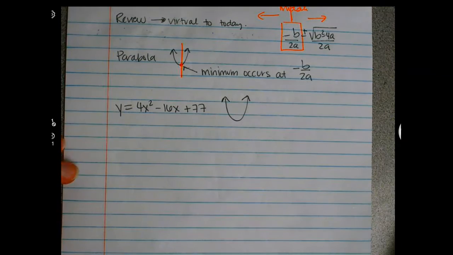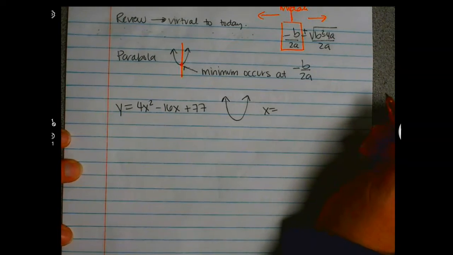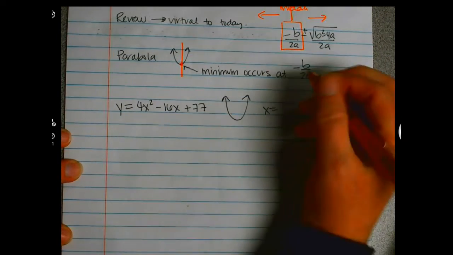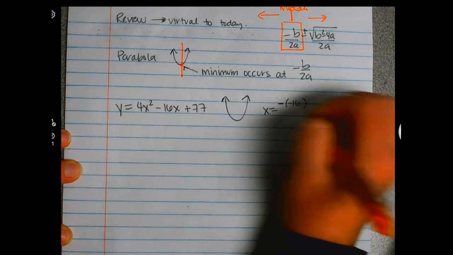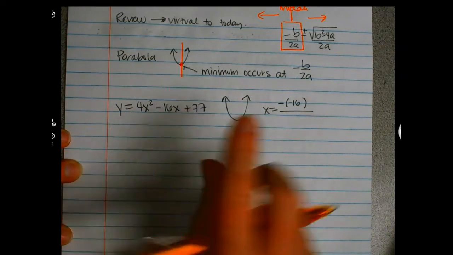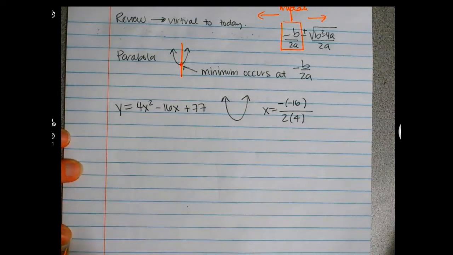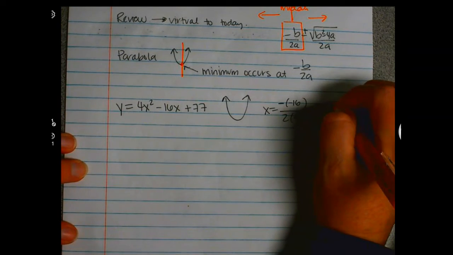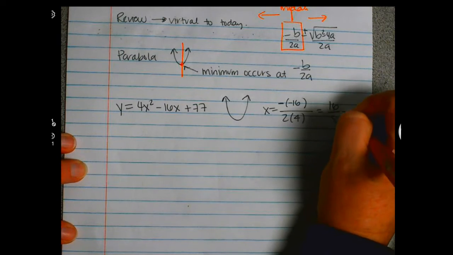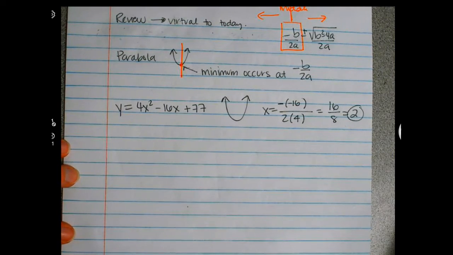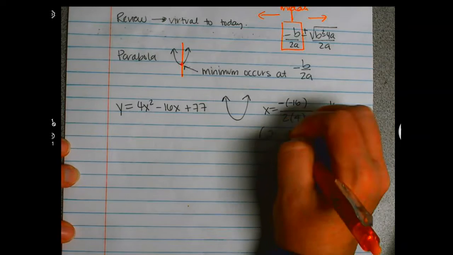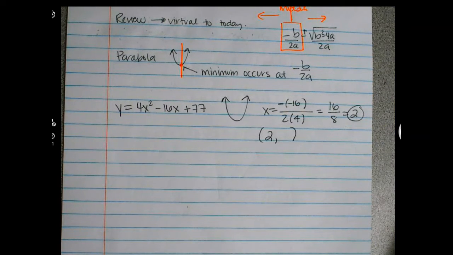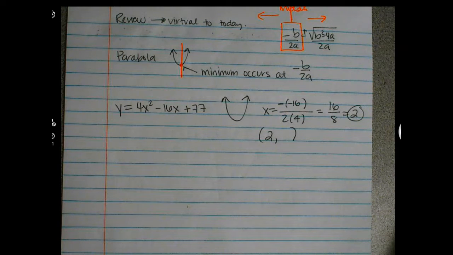And I don't even have to graph it because Devin has reminded me that if I plug in negative b, right? So negative negative 16 over 2 times 4. So 16 is b and 4 is a. And then figure that out. I end up with 16 over 8 or 2. So that means that my vertex lies at 2. And then how do you find the y value? Put the x in. So we know 2.